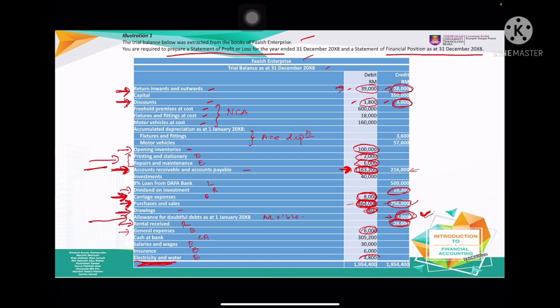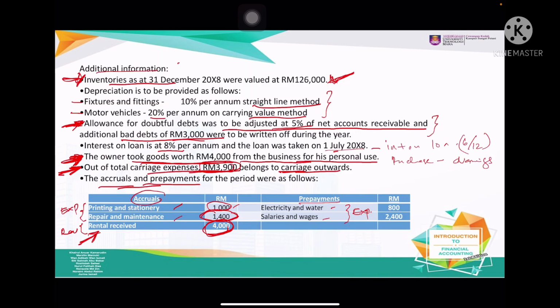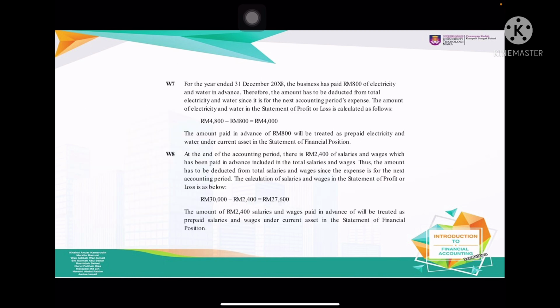Electricity and water is 4,800. So we see our electricity and water, we have the adjustment of prepaid. Means that we overpaid our expenses of 800. Okay. So this is our electricity. Overpaid of 800. And currently you already paid 4,800 including 800 for next year. We only record in our profit or loss for the current year, so we have to minus. So only this one goes to our profit or loss, and then the 800 will go into our current asset. Why current asset? You overpaid your expenses.